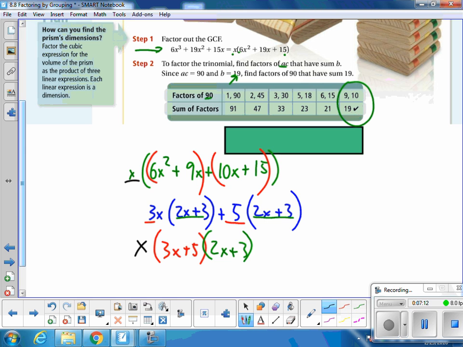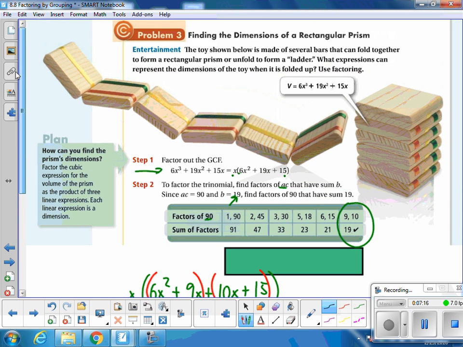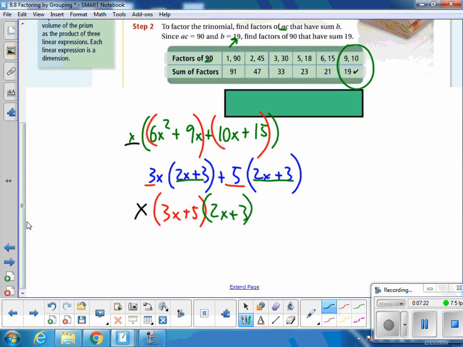So the original question here, when I look at what I'm solving for, is what expressions can represent the dimensions of the toy when folded up. So the dimensions of this toy are right here. These are the three different dimensions: x, 3x plus 5, 2x plus 3.